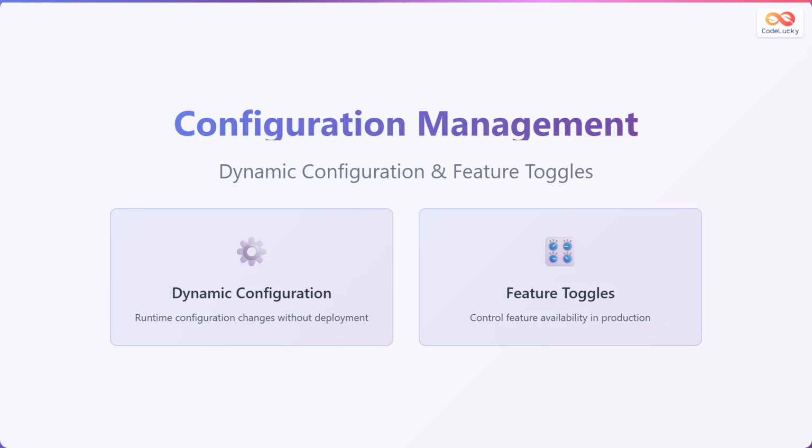Welcome. This presentation is about configuration management, specifically focusing on dynamic configuration and feature toggles. Dynamic configuration allows you to change application settings at runtime without needing to redeploy your code. Feature toggles let you control the availability of features in a production environment, giving you greater control and flexibility.